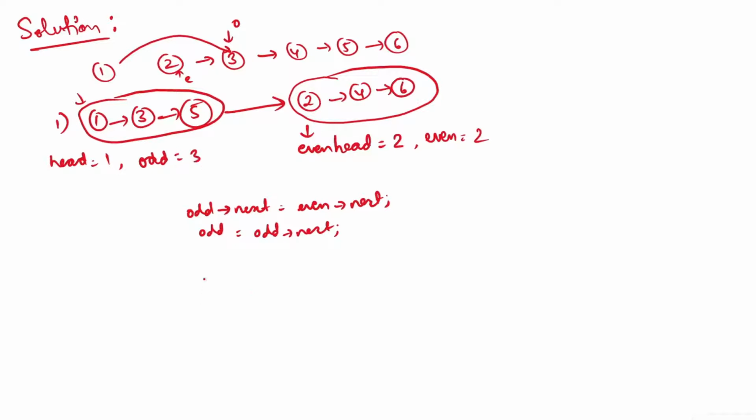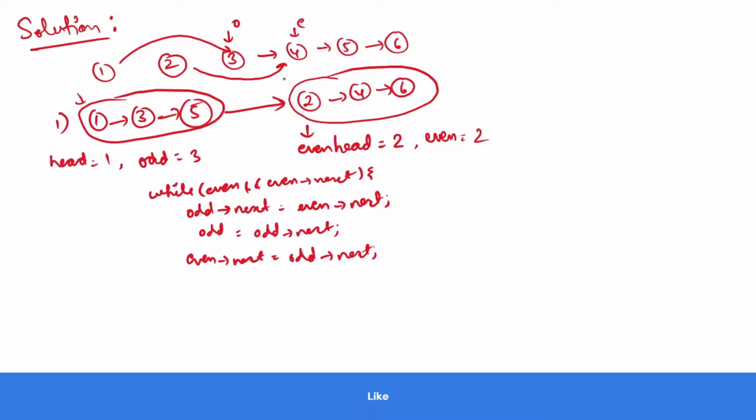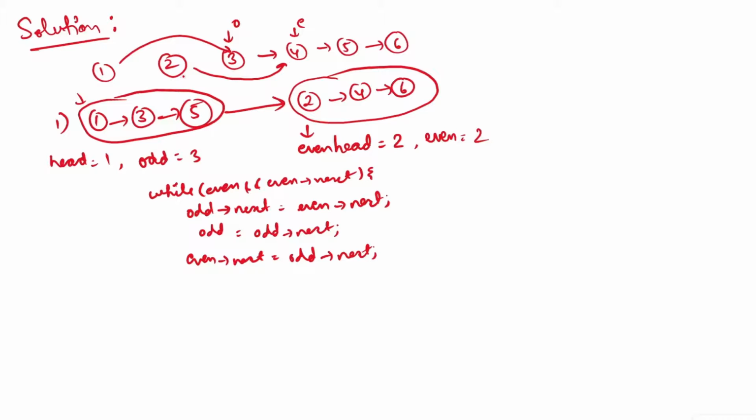Now I have to break this link and make this link. How do I make this link? I will make even next point to odd next. This is odd next. Even next will point to odd next. And then I have to move my even from here to here. So how do I do this? I will make even equal to even next. So even will point to even next.